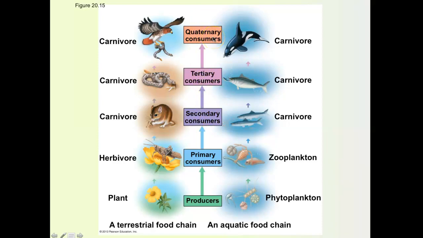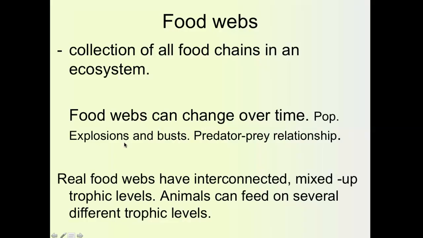So we don't really have a fifth or sixth level consumer. As I'll explain, there's an energy loss with every level that you go up. So there's not enough energy on the planet to give rise to another energy level, or another consumer trophic level here. So let's understand a food web. A food web is a collection of all your food chains in an ecosystem, and food webs can change over time, and real food webs have animals that eat maybe their own predators or other organisms. It's a mixed up trophic level.